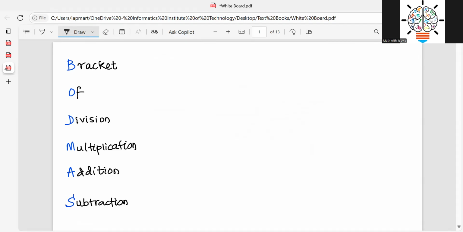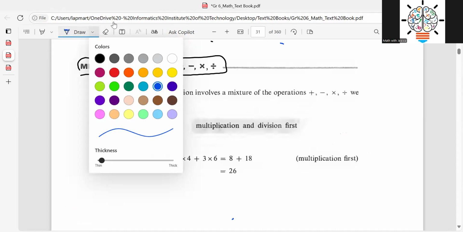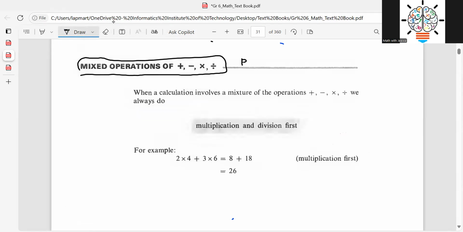First, take your theory book, put the date and write down the subtopic, mixed operations. And then one more thing: you can write BODMAS. Right here you write BODMAS.